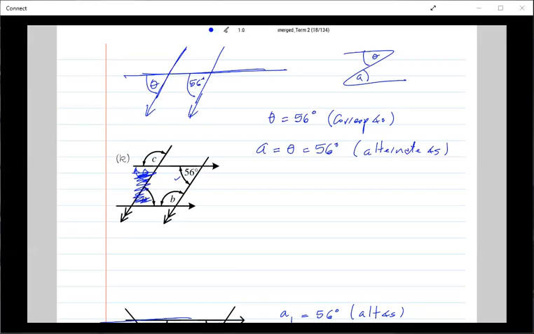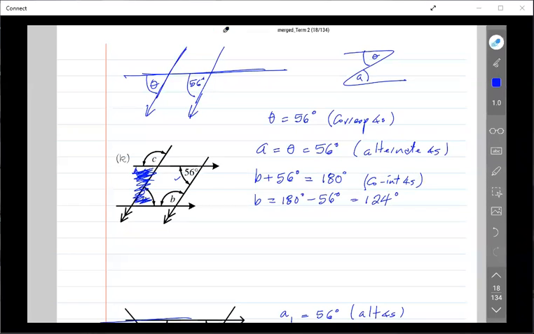Mentally take out the information here. You should be able to see that B and 56 are co-interior angles. So I could say that B plus 56 is equal to 180 degrees. They are co-interior angles. B is therefore 180 minus 56 degrees. B is 124 degrees. All right. So the last thing now I need to find is C.